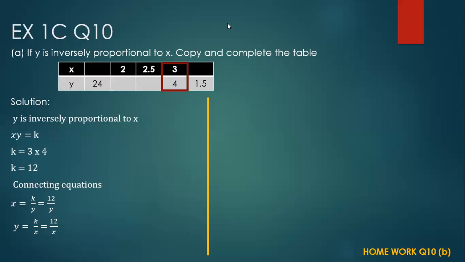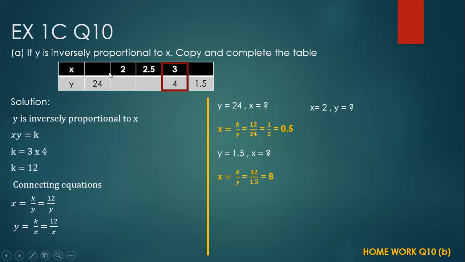Now let's see. If y is 24, how much will be x? So let's use the connecting equation of x. X is k upon y. K is 12, y is 24. So the value of x is half or 0.5. Now, if y is 1.5, how much will be x? Again, x is k upon y. K is 12 and y is 1.5 from here. So value of x will be 8. So you can write 8 here.